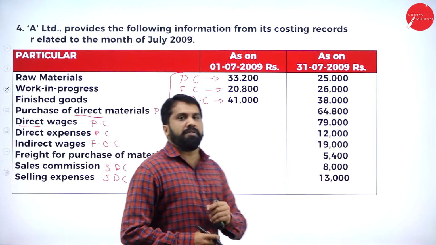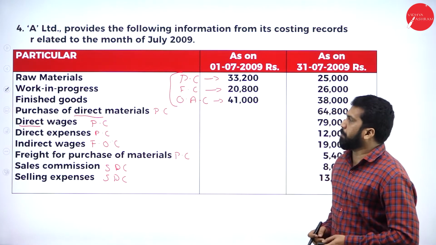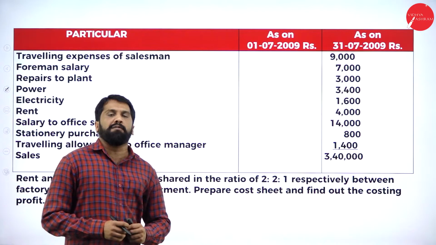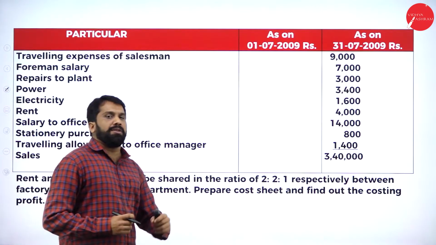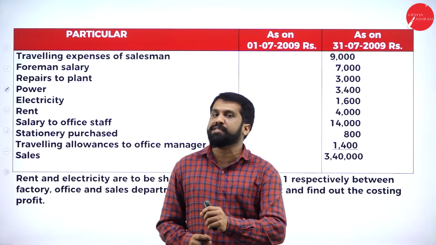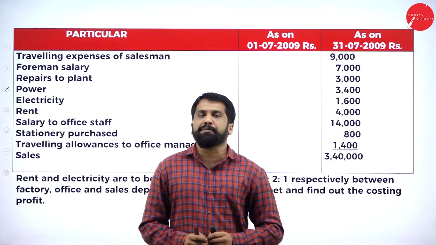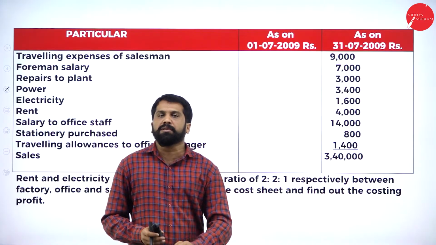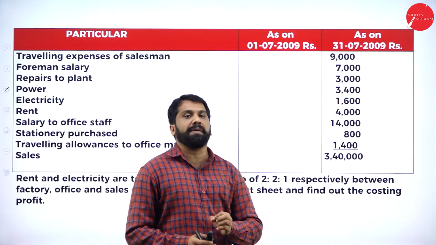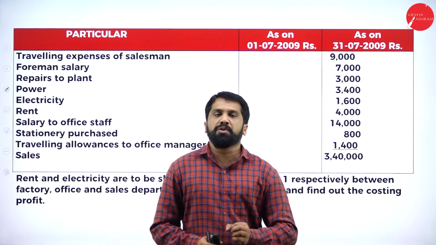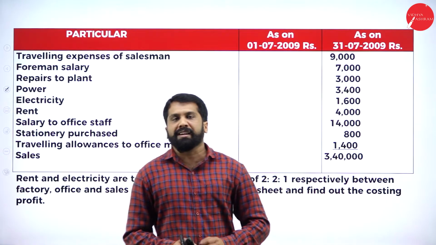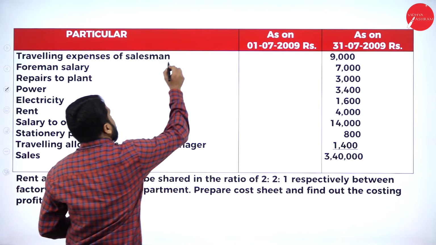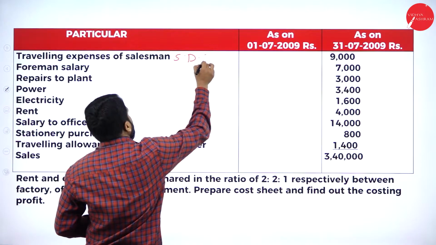Next, once you're done with these things, what is the next step? Next step is very simple. Traveling expenses of salesman. As I told you, traveling expenses of salesman. Salesman comes under where? Will he work in the factory? No. Will he work in the office? No. Salesman is only meant for sales purpose, who is appointed to sell the product. So it will come under selling and distribution cost.